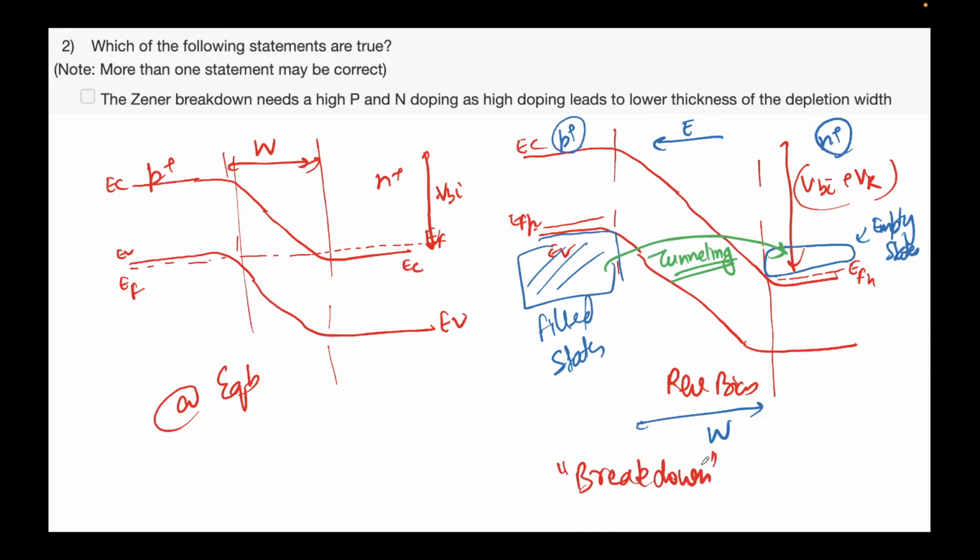This is called a Zener breakdown, named after the person who discovered this phenomenon. Again, this is in reverse bias, where you see a huge amount of current flowing, rather than just the background leakage reverse saturation current. And again, this option requires high p and n doping, because only then will the depletion width be small and the electrons can tunnel through, right?